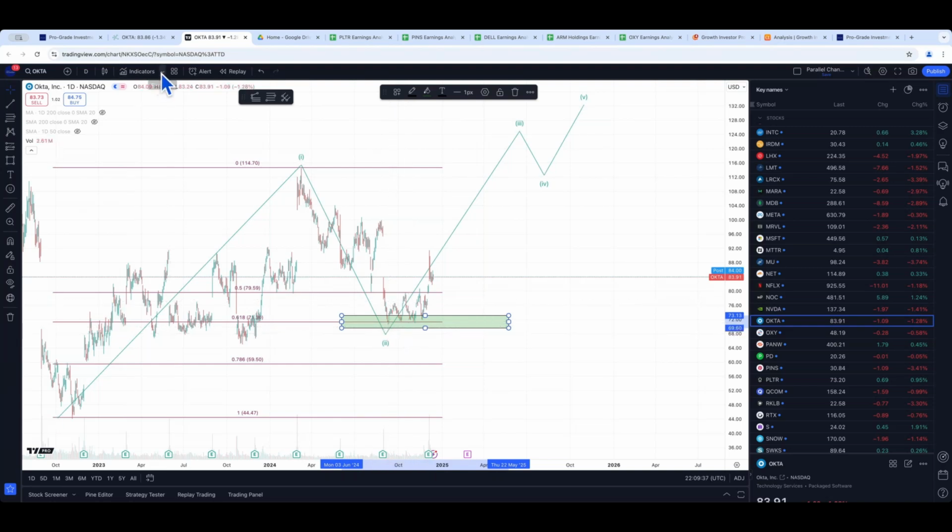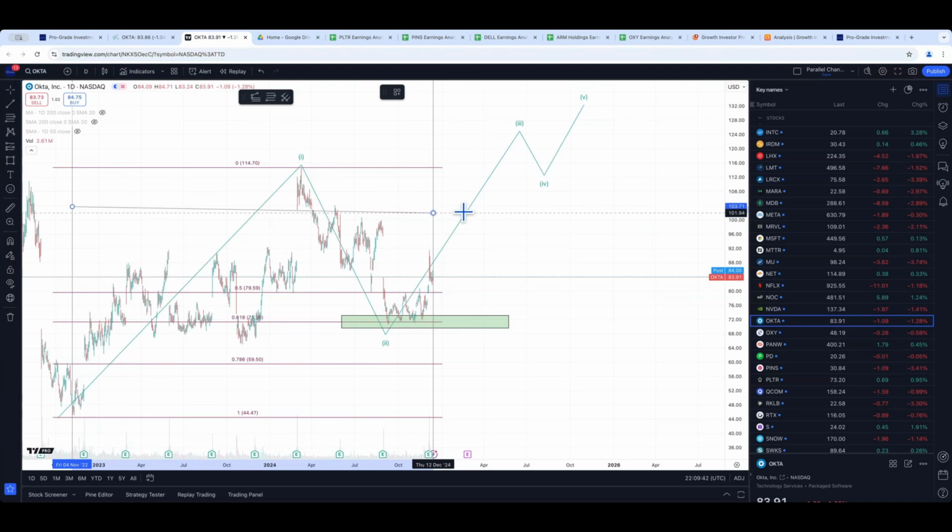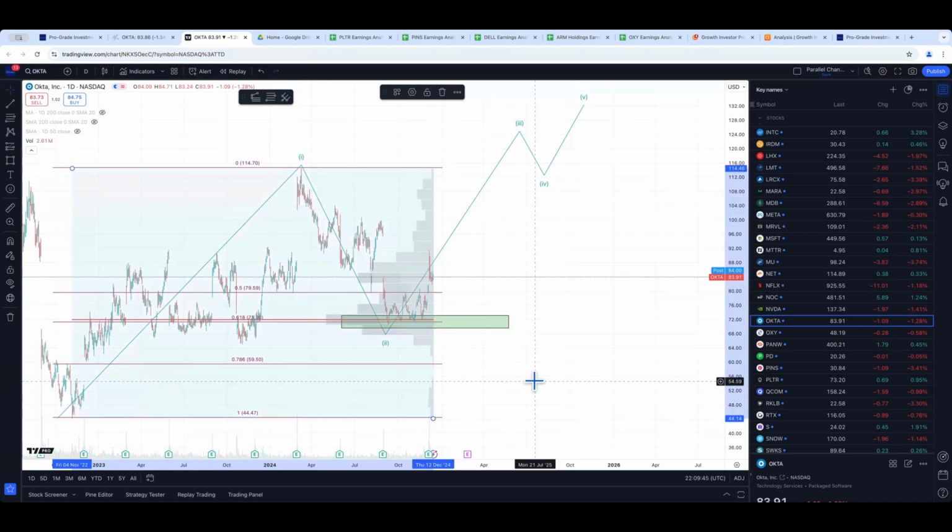If we just look at the volume profile here, let's have a look how that looks. Yeah, so there you go, point of control. So the center of gravity of the volume is smack bang there at that 0.618 retrace. So again, that tells you, I think, that there's some committed price support there. So yeah, I'll be cautiously optimistic on Okta.